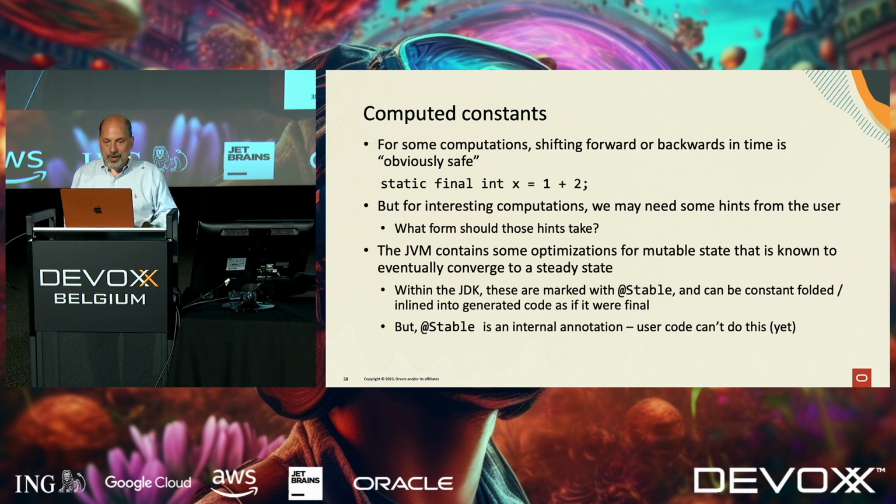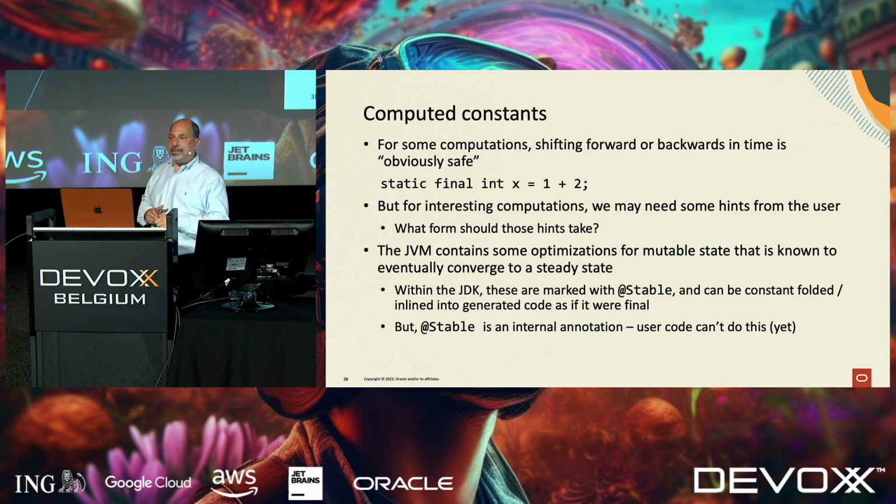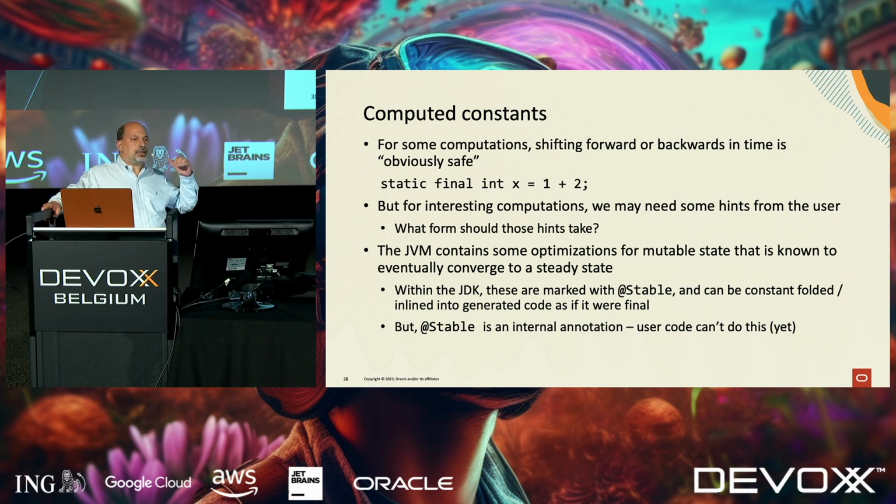So I just want to talk briefly about another exploration that's going on in Project Leyden, which is a programming model, library-based programming model exploration called computed constants. And this is about shifting computation later in time. It's a mechanism for greater laziness without giving up the optimizations that you get from static final fields.